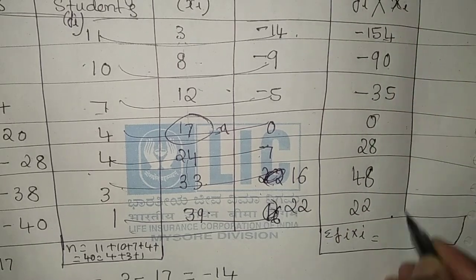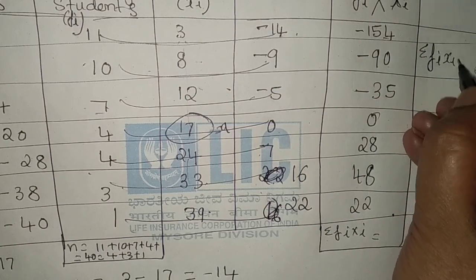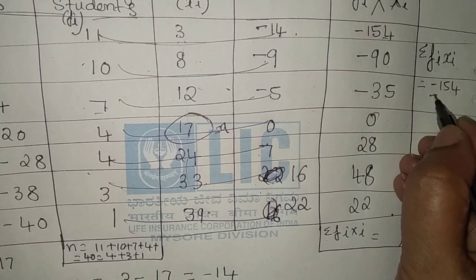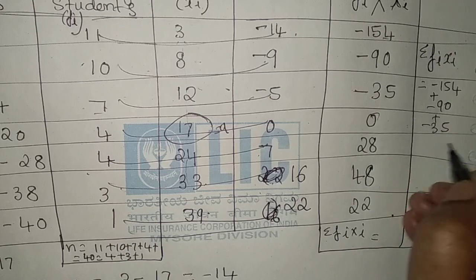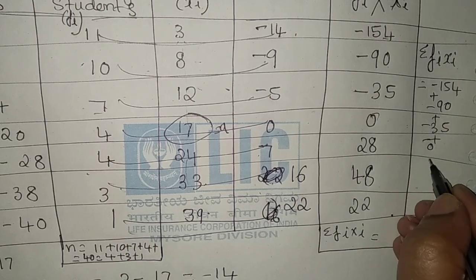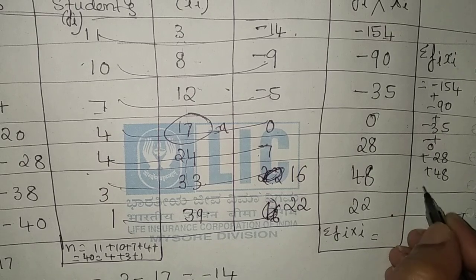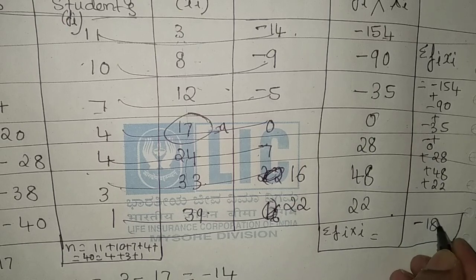Now summing all the values, summation of fi di is equal to minus 154 plus minus 90 plus minus 35 plus 0 plus 28 plus 48 plus 22, which is equal to minus 181.